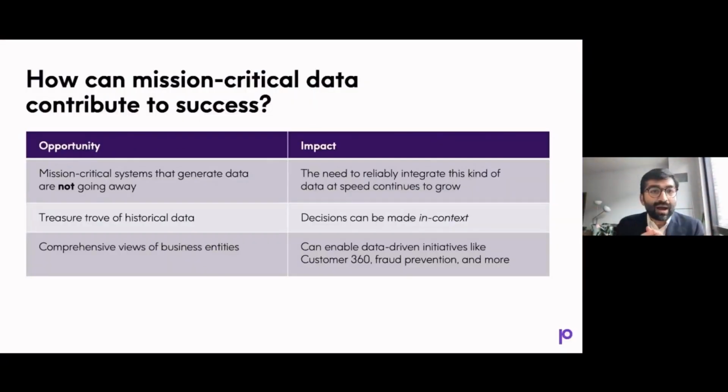But I would say one last thing here, just to lay it out a little bit more. There are a couple different opportunities that you can really capitalize on by including a lot of this mission critical data as part of your larger data strategy. What I would say is the fact that a lot of these systems are not going away and they're continuing to generate data opens up an opportunity for your business, right? You need to be able to reliably integrate this data at the speed of business and at the speed that your business will continue to grow in the future.